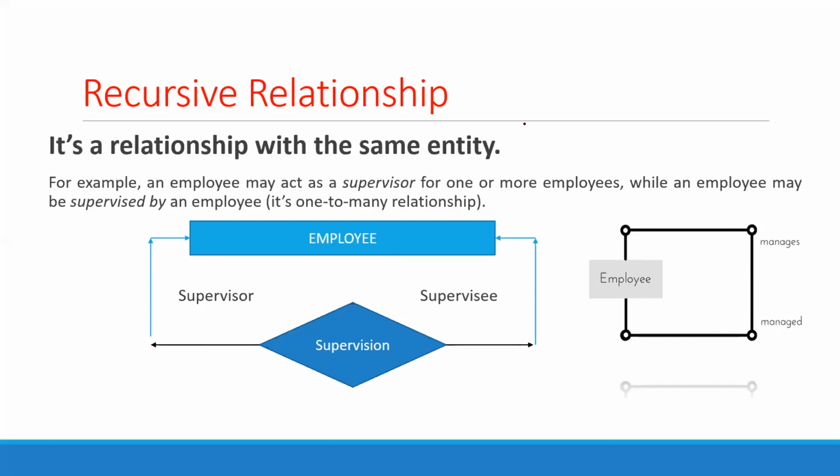Very important, my dear students. A relationship with the same entity we can call a recursive relationship. In C or C++, recursion is nothing but calling the same function again and again to execute. Here we are using a relationship with the same entity, again and again, so we call it a recursive relationship. For example, an employee acts as a supervisor for one or more employees, while an employee may be supervised by an employee.